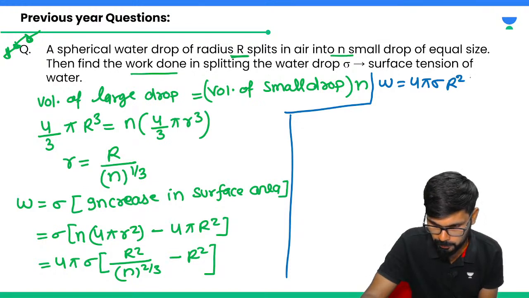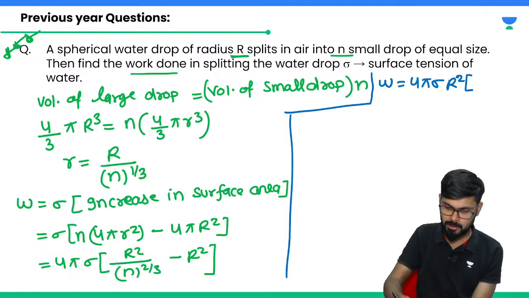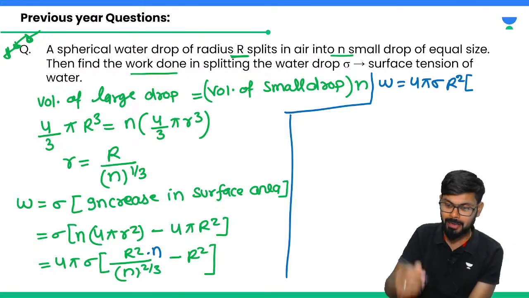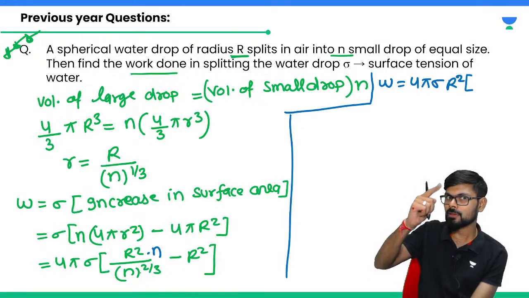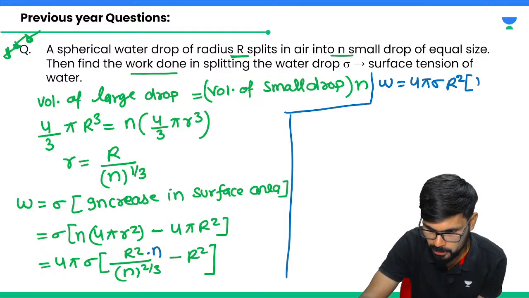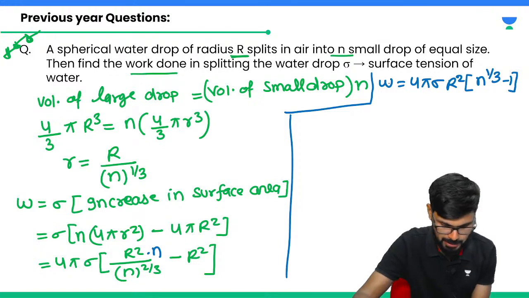Also I'll take n common. So here it will come n. Here n is also there, yes, n is also there. So n by n to the power 2 by 3, so it will go up. So minus 2 by 3 means 1 by 3 it will become. So n to the power 1 by 3 minus 1. So this is basically the answer.